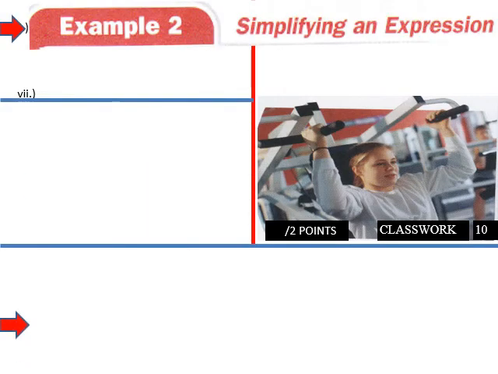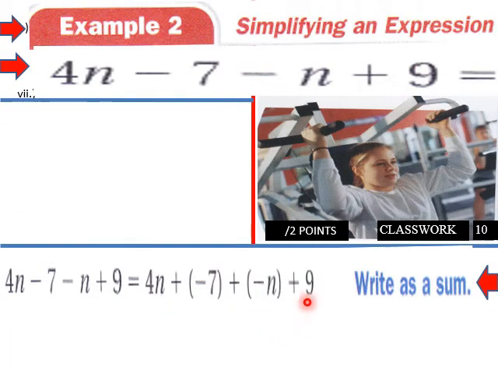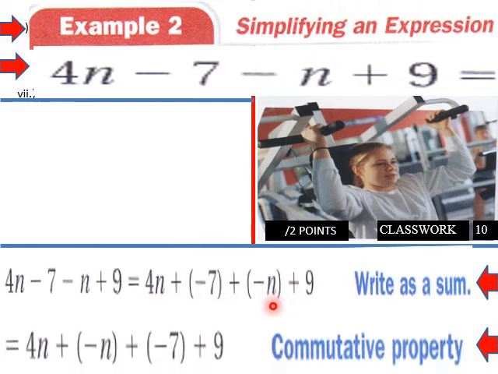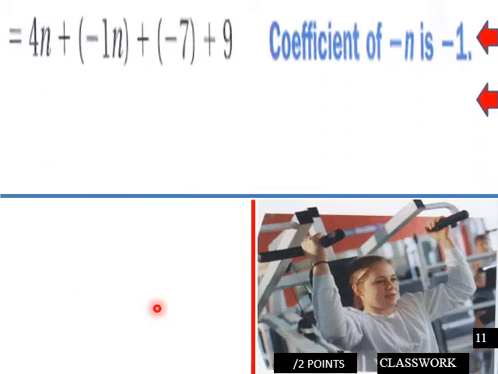Combine. So in this example here, example 2, we're going to simplify this expression, write as a sum. So we're going to put our negative n and our negative 7 inside parentheses, and then we have our other terms here, commutative properties. So we're going to move our negative n over next to our 4n here, and then our negative 7 will be moved over to our positive 9, so we have them grouped together there. It'll be easier to combine them.